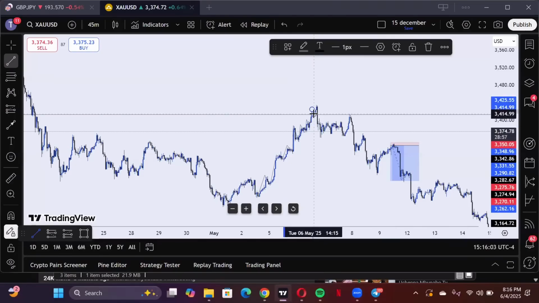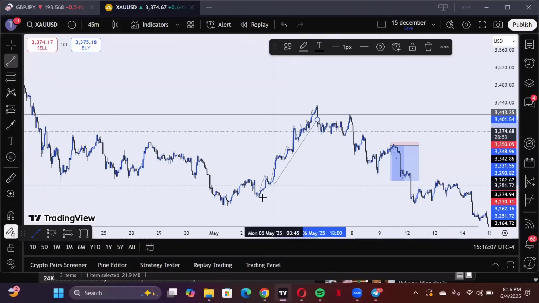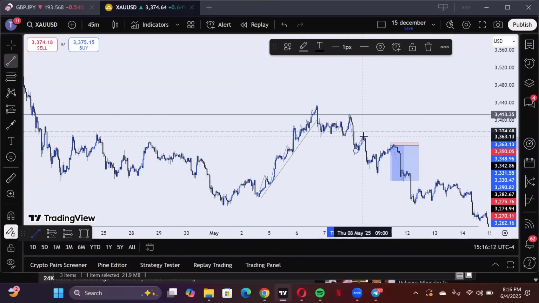This is made up of what? A series of higher highs and higher lows, and this signifies what? An uptrend. Then this is made up of a series of lower highs and lower lows, and this signifies what? A downtrend. So our market is on an uptrend, it's basically trending to the upside. Our market is on a downtrend, it's trending to the downside.